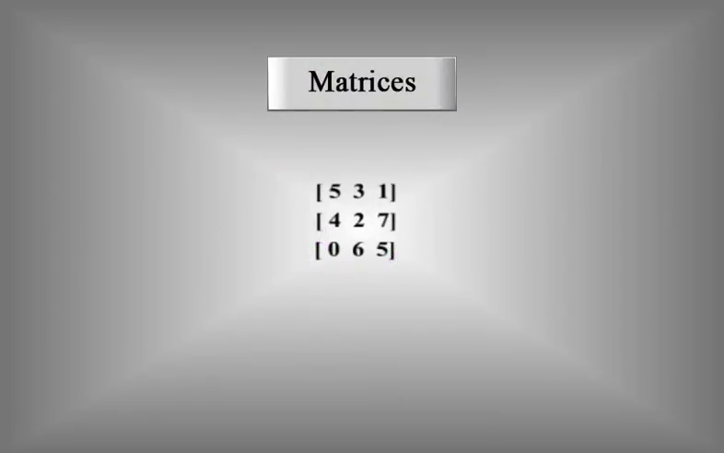Don't get thrown if you see matrices on the test. A matrix is a rectangular table of numbers consisting of abstract quantities that can be added or multiplied. The majority of the time you're going to be performing simple operations. You may be adding a row or a column or multiplying across, something relatively simple.